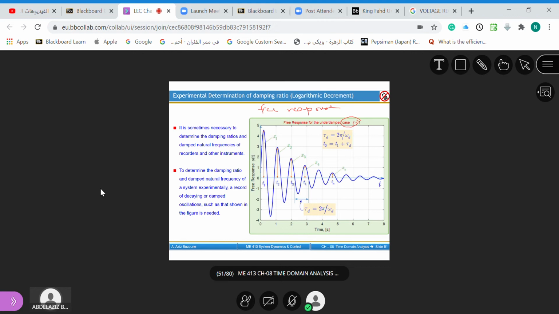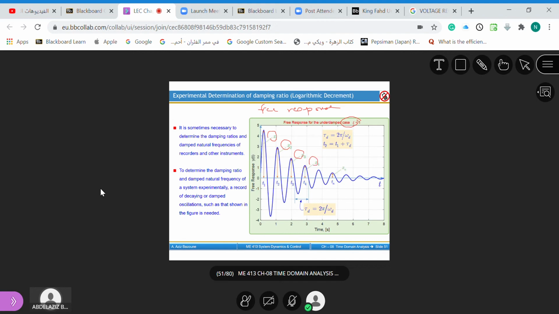When the response is behaving like this, we can establish a relationship between the consecutive amplitudes. Suppose that at time t1, we had amplitude x1. At time t2, we had amplitude x2. At time t3, we had amplitude x3, and so on. So this is what we have here. At time t4, we have amplitude x4, and so on.